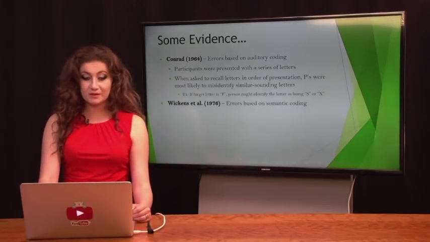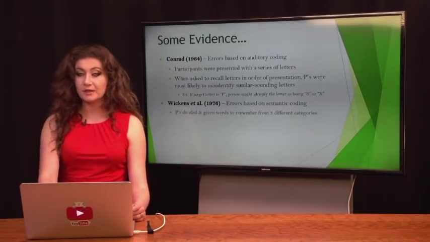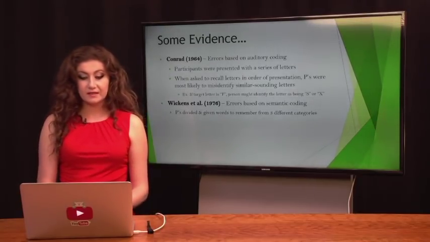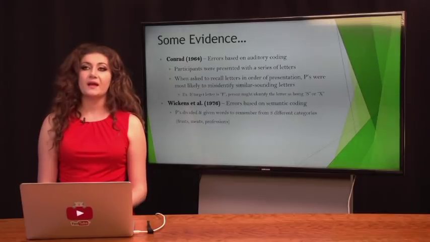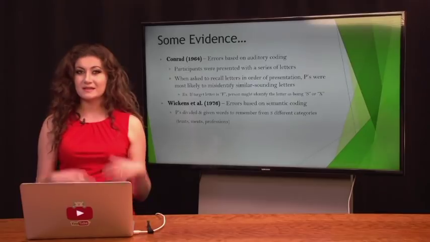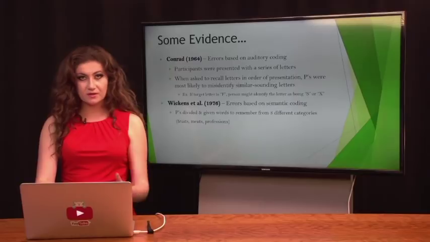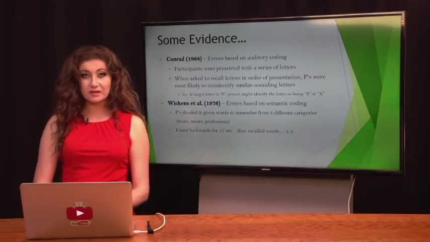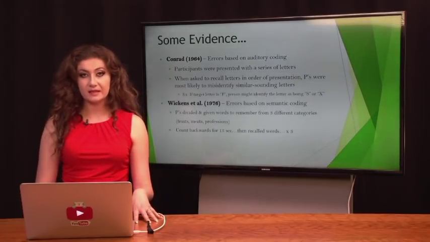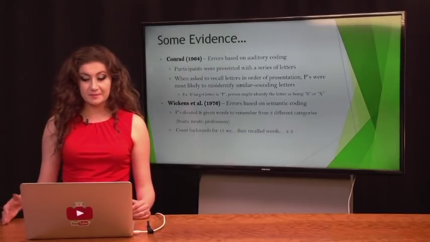We know that semantic coding exists because in 1976, Wickens and his colleagues conducted another experiment where they had 3 different groups of participants, divided into 3 different categories. One group received words in the fruit category, one group received words in the meat category, and one group received words in the professions category. So clearly there is one odd one out. After they heard these lists of words with their corresponding categories, they were asked to count backwards for 15 seconds, just as a distractor task. And then they were asked to recall the words 3 times.